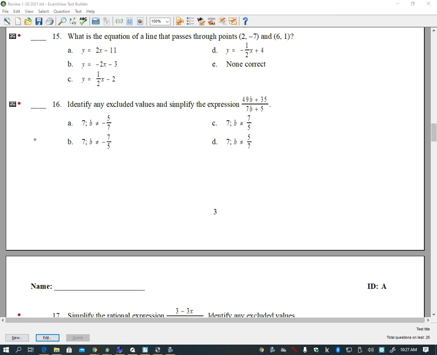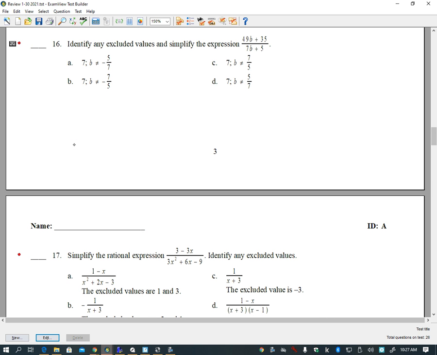16, identify any excluded values and simplify the expression. Okay, it's easy to find the excluded value first. Does anybody know what we do to find the excluded value? Okay, it seems like I've got like 3 people. No? All right, let's think about things that can't happen whenever I put them in a calculator. What are some things that I can't do? Right, I can't have 0 in the denominator. I can't divide by 0. So that's the rule that we're going to use here because we have division.